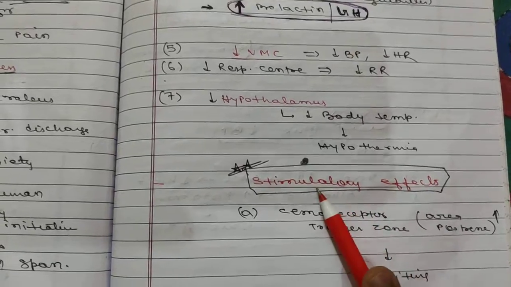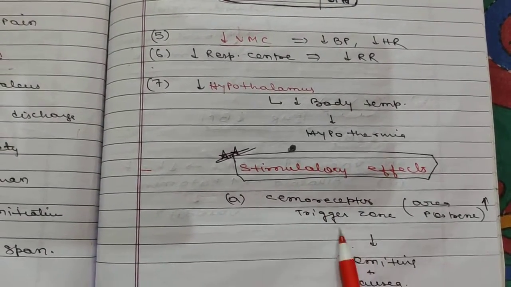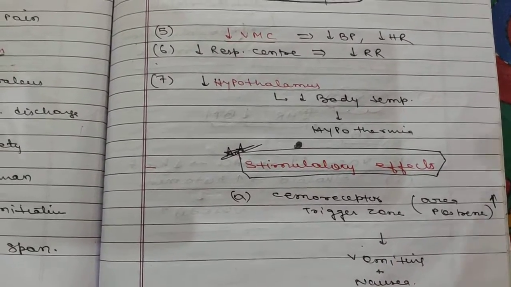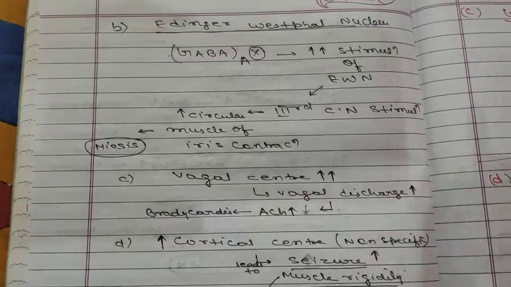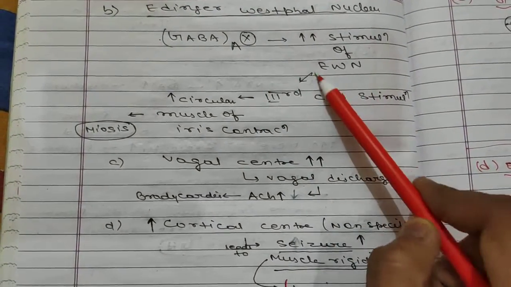Now we are moving to the stimulatory effects. So first is the CTZ, the chemoreceptor trigger zone. On stimulation of the chemoreceptor trigger zone, there will be vomiting and nausea. Clear? Now the next is the Edinger-Westphal nucleus. GABA is inhibited there, so there will be stimulation of the Edinger-Westphal nucleus.